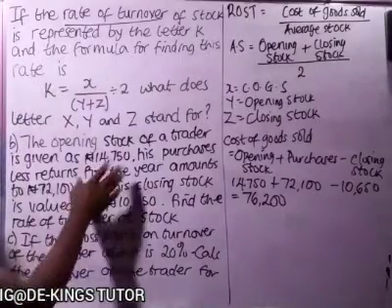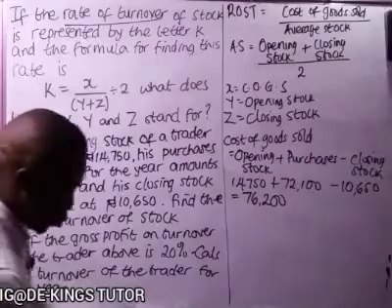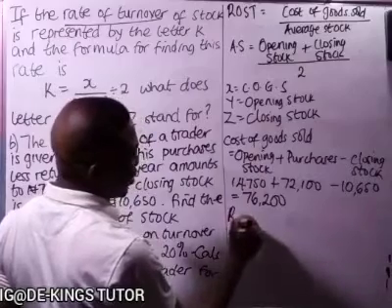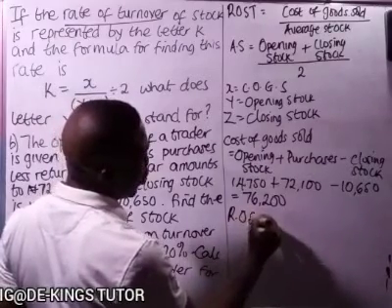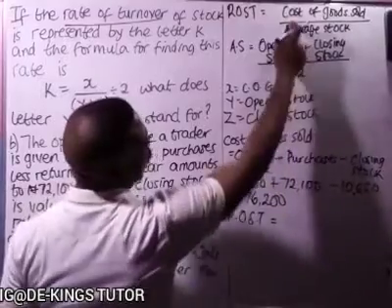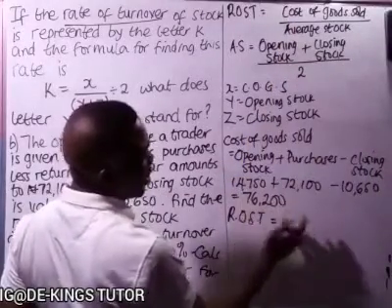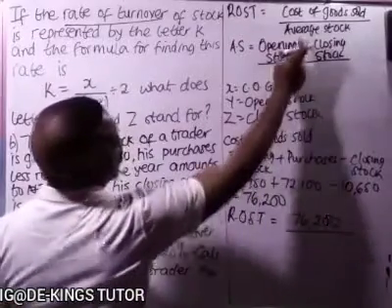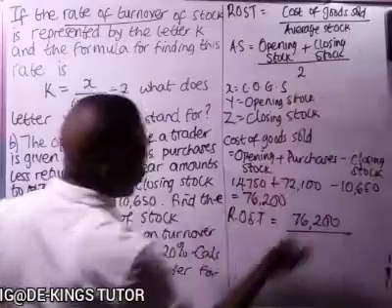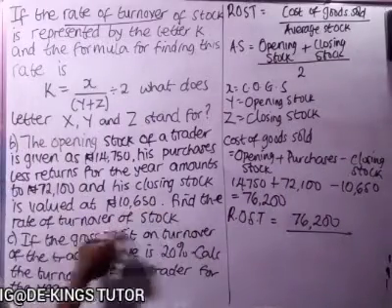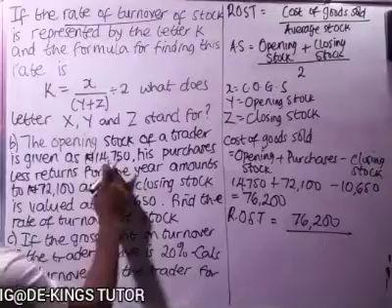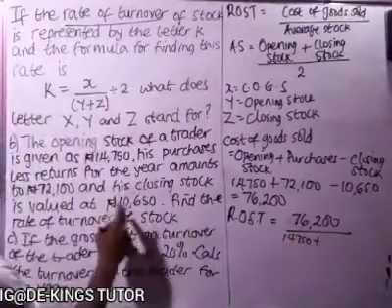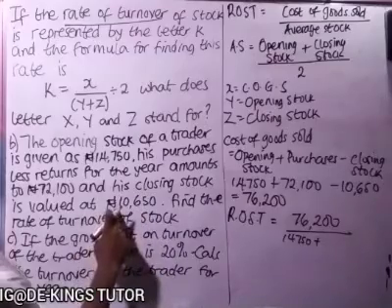Now, they're asking us to find the rate of stock turnover, so it will not be using the same formula. So our rate of stock turnover is equal to cost of goods sold, which we have found as 76,200, divided by average stock. Average stock is opening plus closing divided by 2. So what is the opening stock? The opening stock is 14,750, plus the closing stock, which is 10,650.